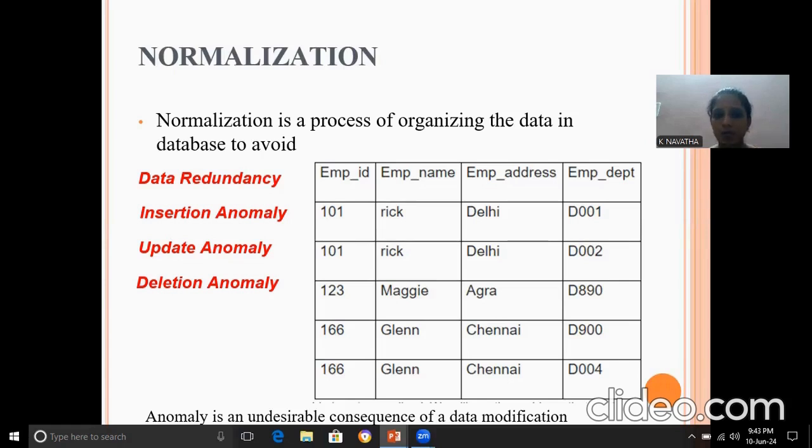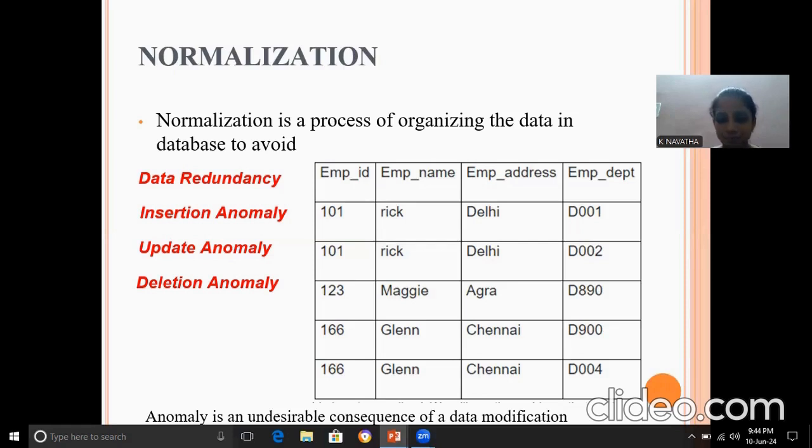For the insertion anomaly, when we want to insert data in place of employee name Rick with some other value, the second record also will be replaced by the other value, but we don't want that. So it's a redundancy problem that occurs while inserting. Update has the same problem. If you want to update the fourth row, it will update the same in the fifth row also. For the deletion problem, if you want to delete Chennai from the employee address, it will be deleted from the employee department also.